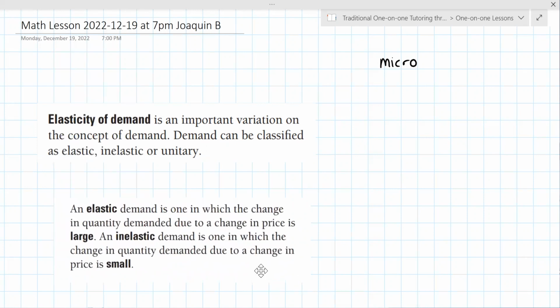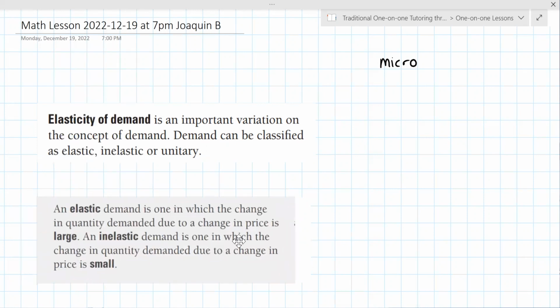An elastic demand is one in which the change in quantity demanded due to a change in price is large. An inelastic demand is one in which a change in quantity demanded due to a change in price is small. So there's essentially two competing ideas here. What happens as you change price? Do you get a really big change in demand, or a really little change in demand? That's the main difference between them.